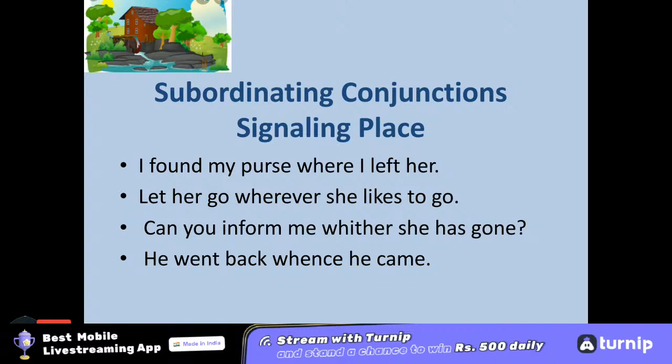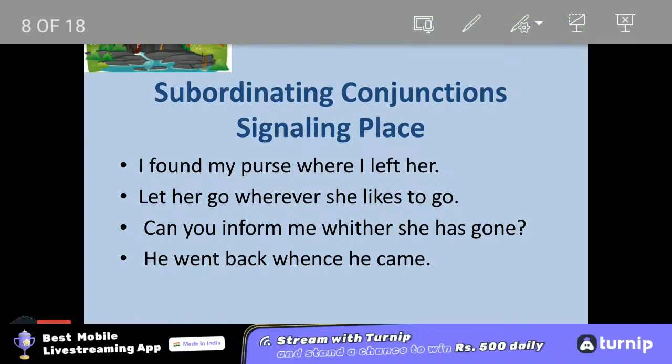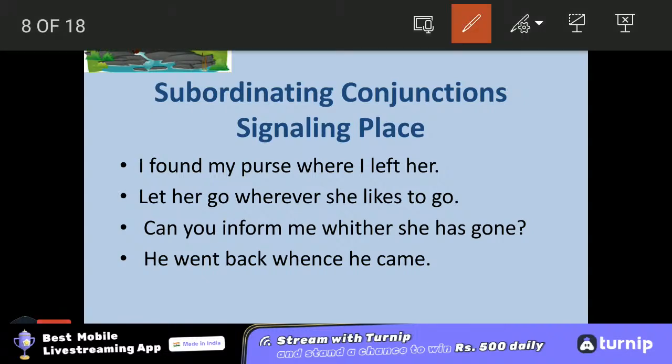I found my purse where I left it. So you can keep on noting the different subordinating conjunctions which we are talking about. If we are talking about subordinating conjunctions of place, where is used in that case. कहाँ पर? Let her go wherever she likes to go. जहाँ उसका जाने का मन है उसे जाने दो. So wherever is again an example of a subordinating conjunction.